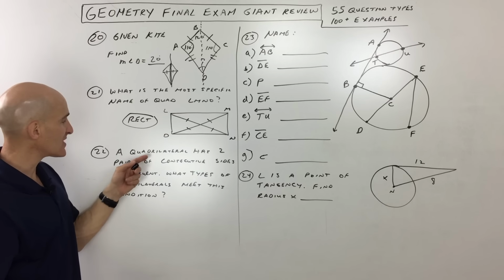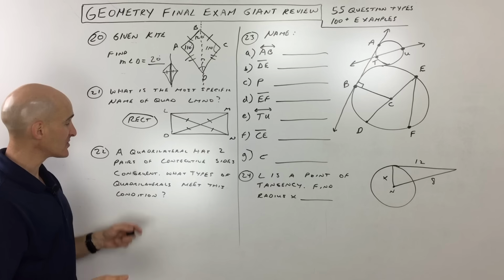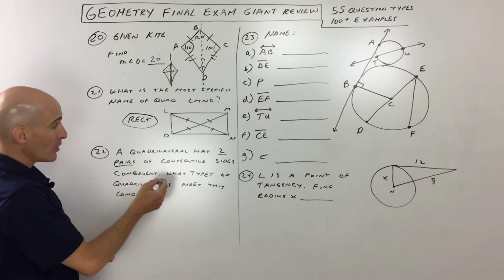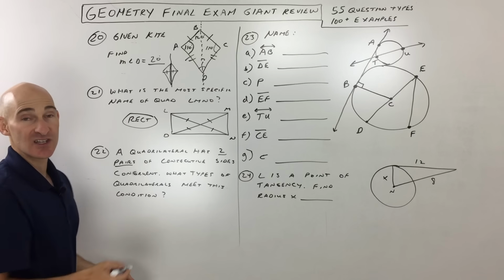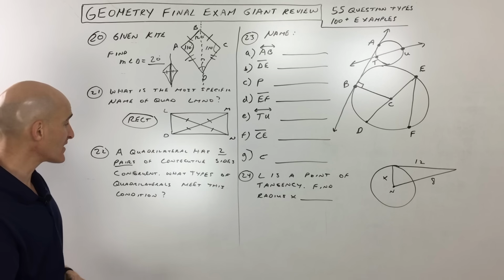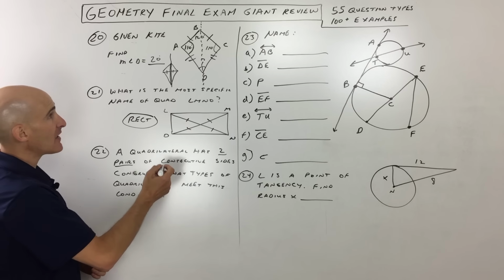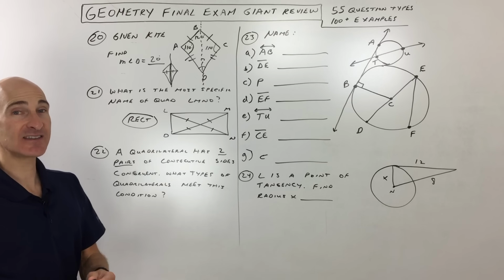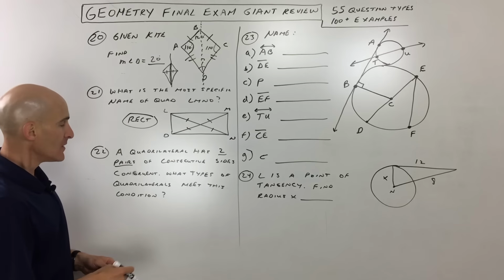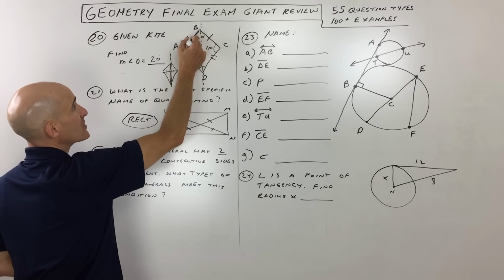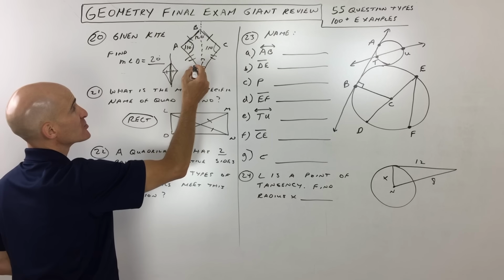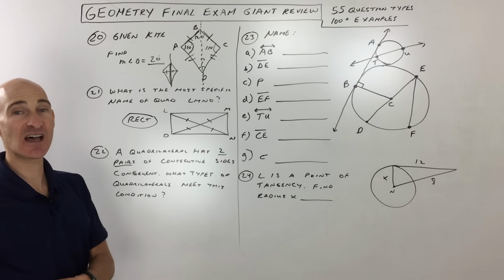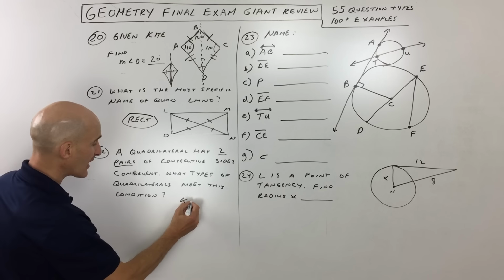So number 22, it says a quadrilateral has two pairs of consecutive sides congruent. What types of quadrilaterals meet this condition? There could be more than one answer. When they say consecutive, that means one after another, as opposed to the opposite sides. So we can see that it's going to be true for a kite. A pair is like a pair of shoes, and there's two pairs of consecutive sides congruent. So we know kite is one of the answers.